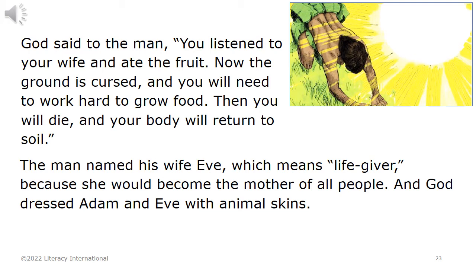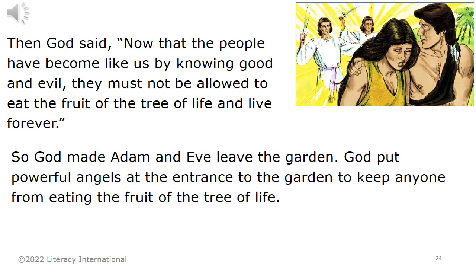The man named his wife Eve, which means life-giver, because she would become the mother of all people. And God dressed Adam and Eve with animal skins. Then God said, "Now that the people have become like us by knowing good and evil, they must not be allowed to eat the fruit of the tree of life and live forever." So God made Adam and Eve leave the garden. God put powerful angels at the entrance to the garden to keep anyone from eating the fruit of the tree of life.